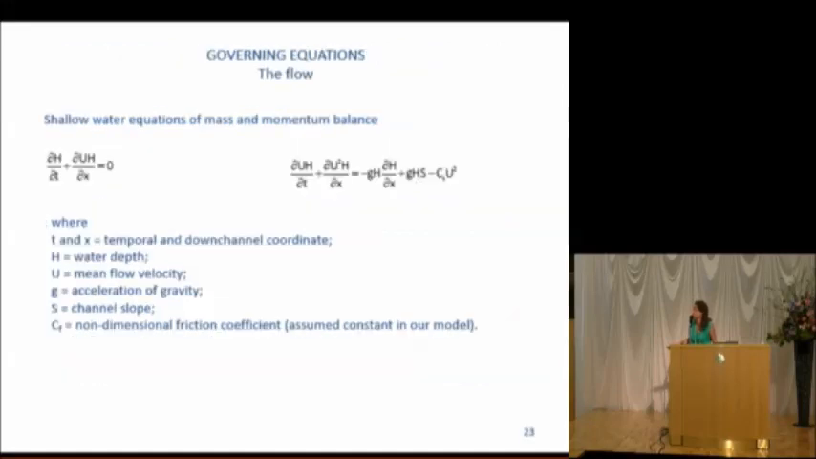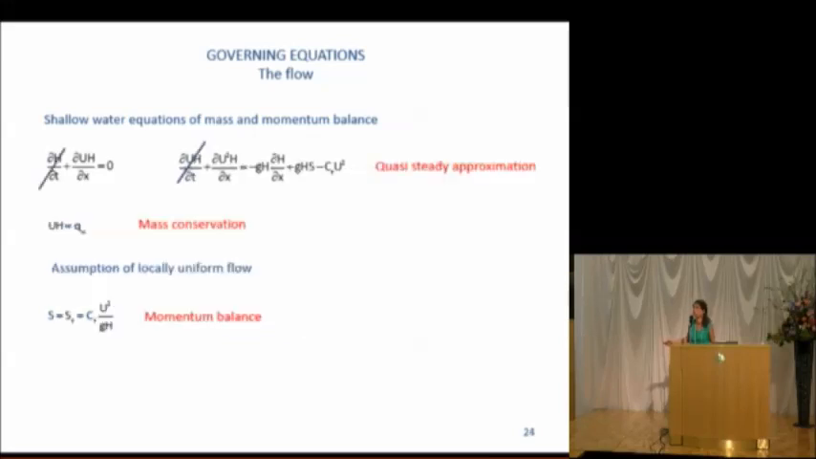Governing equations for these models, for the flow: shallow water equations of mass and momentum balance, where h is the flow depth, u is the mean flow velocity, t is the temporal coordinate, x the streamwise coordinate, Cf the friction coefficient, and g the acceleration of gravity. With the quasi-steady approximation, we get rid of the time dependence, and mass conservation takes this form, per unit channel width. We further assume locally uniform flow because this is easy to code, and we get a momentum balance of this form.